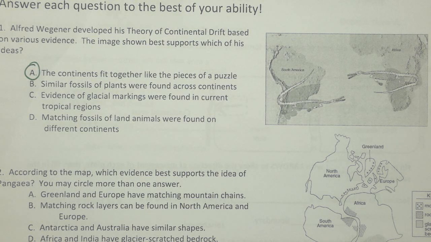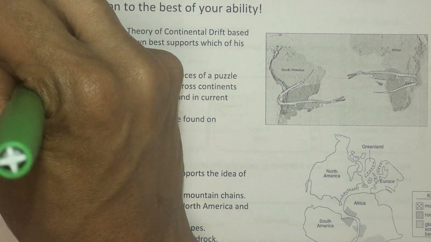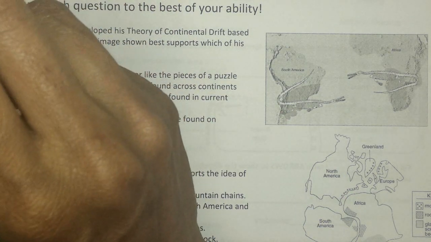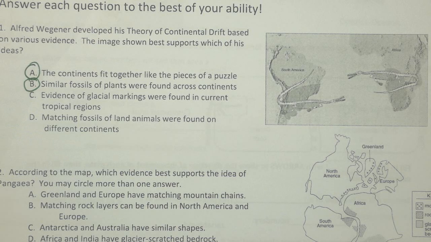Similar fossils of plants were found across continents. Yes, that was also another one of his pieces of evidence. He found fossils of tropical plants in cold regions where those plants could have never survived.